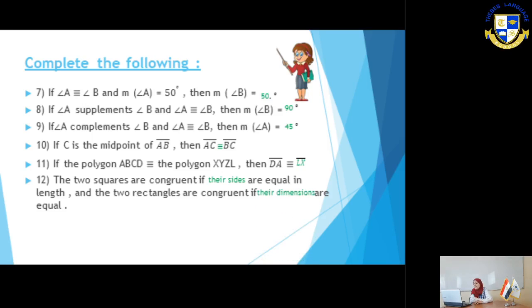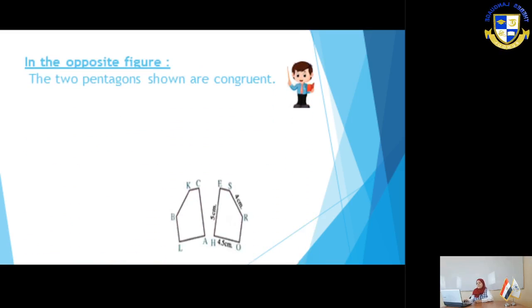And two rectangles are congruent if, since all rectangles have right angles, the other condition is their dimensions. What's the meaning of their dimensions? Dimensions means length and width must be equal in length. Let's move to slide number 10.